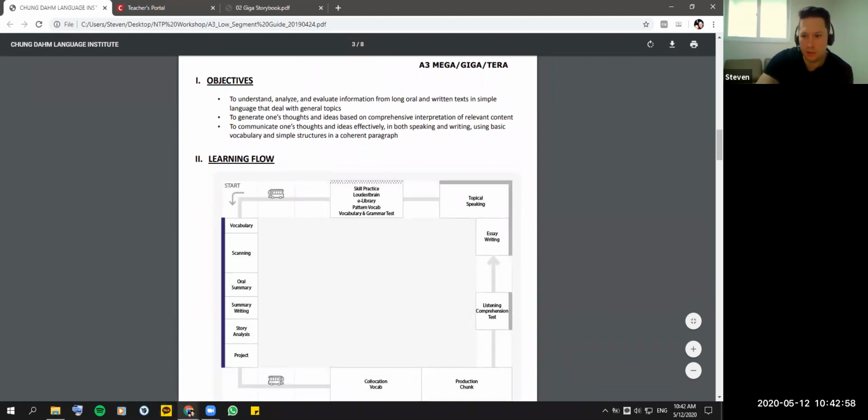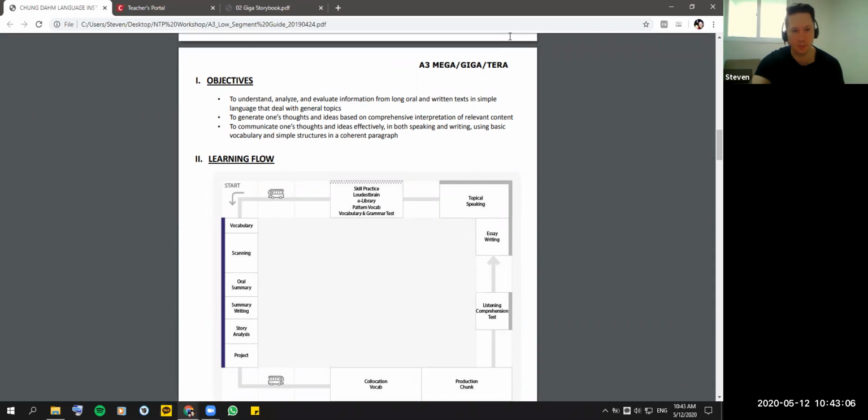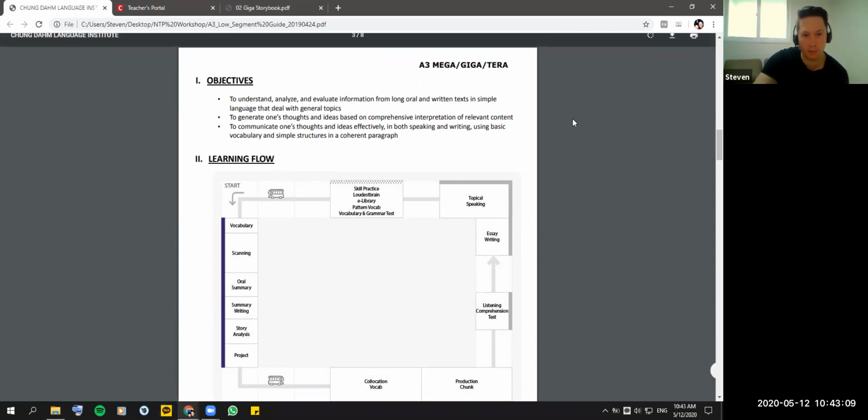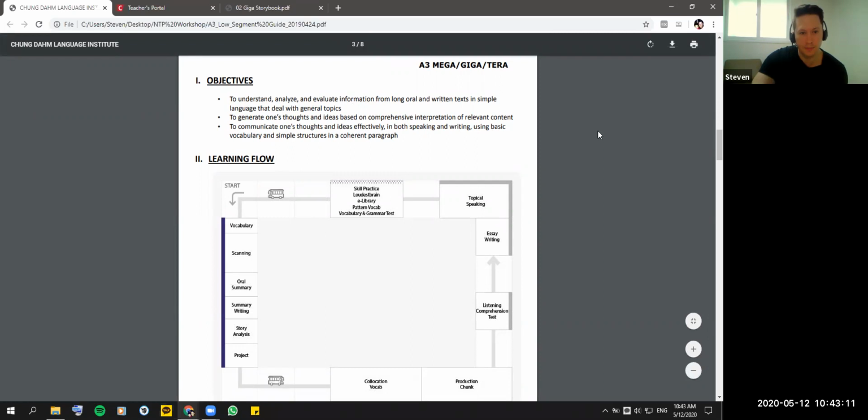The first objective is to understand, analyze, evaluate information from long oral and written texts in simple language that deal with general topics. Then to generate one's thoughts and ideas based on the comprehensive interpretation of relevant content.